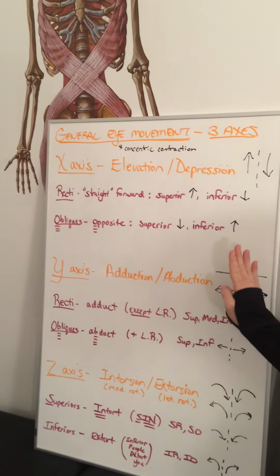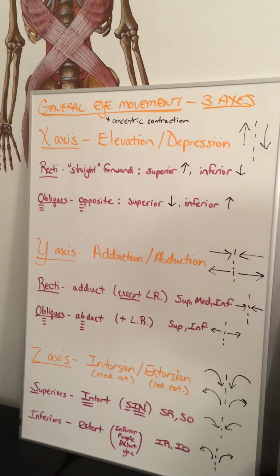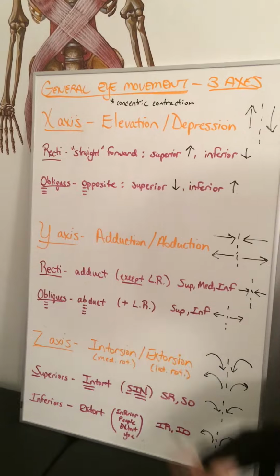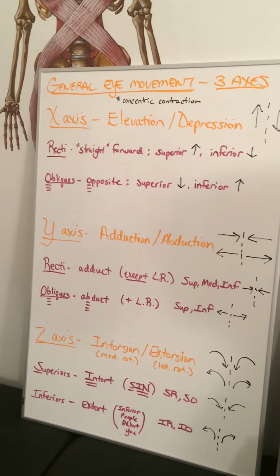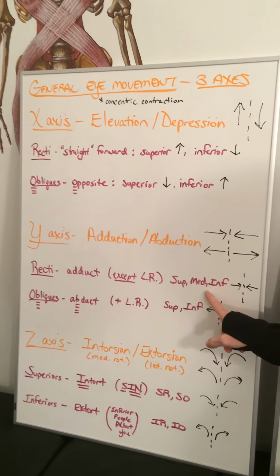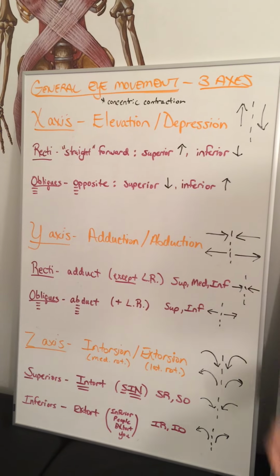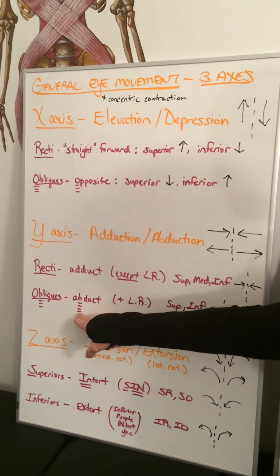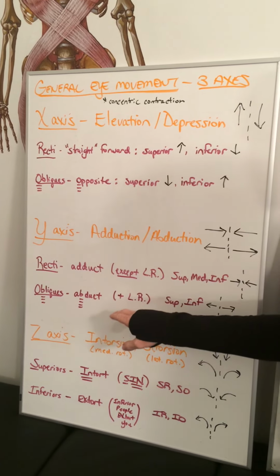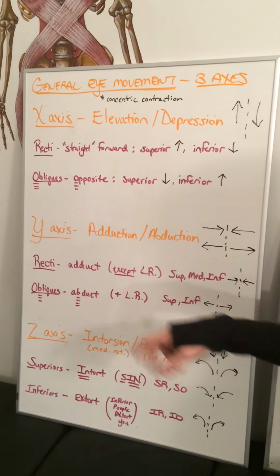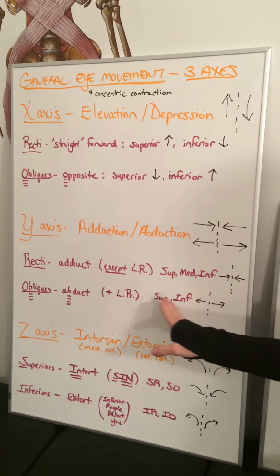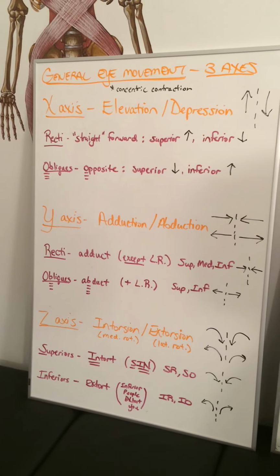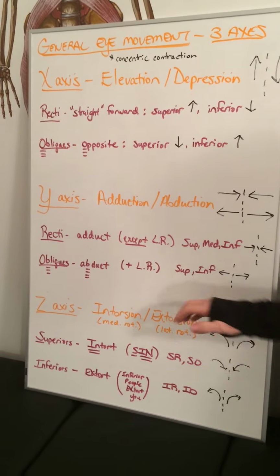So this is the y-axis, so it occurs around the y. The recti muscles, for the most part, are going to be adductors, except for lateral rectus, your primary abductor. So superior, middle, and inferior rectus are actually going to move the eye towards the midline. The obliques, the second letter in oblique is B, the second letter in abduct is B. So the superior and inferior oblique plus the lateral rectus are actually going to move the eye away from midline into abduction. Obliques abduct.